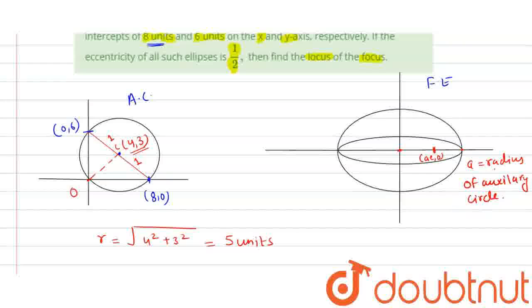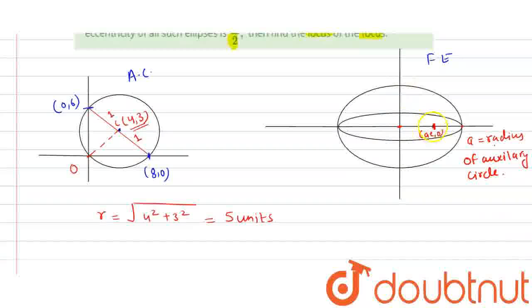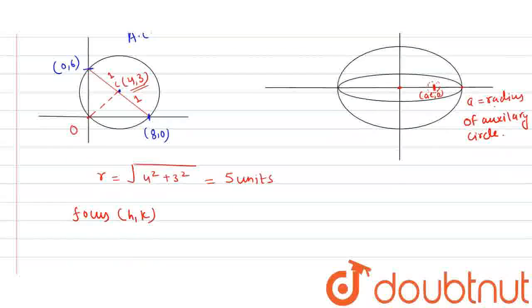Now what do we have to find? We have to find the locus of this focus. This is our focus point and we have to find its locus. Now assume the coordinates of the focus as (h, k). Now what we know is that the distance of the focus from the center will be equal to what? It is nothing but AE.